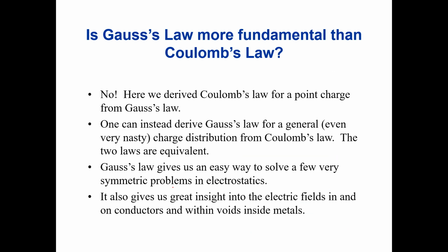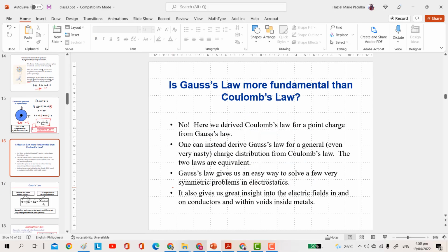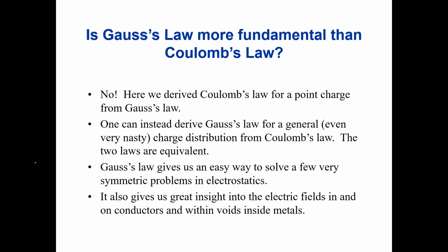Now, do you have any questions, class, so far? Okay. So, you can just read this one. Gauss' law gives us an easy way to solve a very few symmetric problems in electrostatics. It also gives us great insight into the electric fields in and on conductors and within voids inside metals. Okay. So Gauss law and Coulomb's law, the two laws are equivalent.